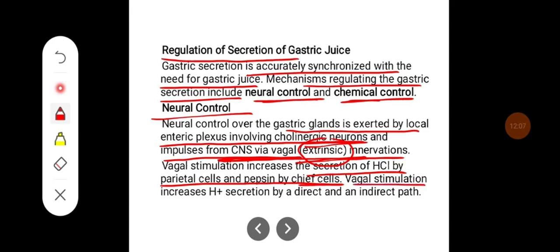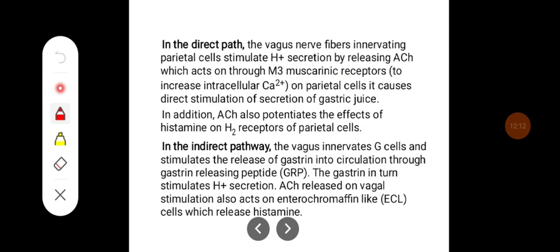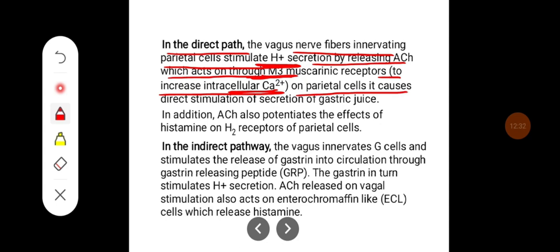The vagal stimulation increases the H+ ion secretion by direct and indirect paths. In the direct path, the vagus nerve fibers innervating the parietal cells stimulate H+ secretion by releasing acetylcholine, which acts on these cells through the M3 muscarinic receptors. The molecular mechanism is to increase the intracellular calcium in parietal cells, and it causes the direct stimulation of the gastric juice. In addition, acetylcholine also potentiates the effect of histamine on H2 receptors on the parietal cells.